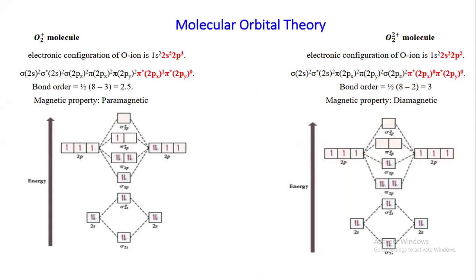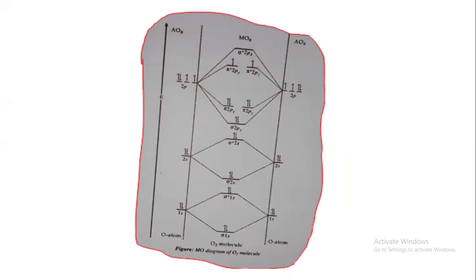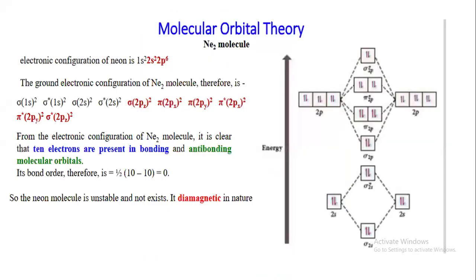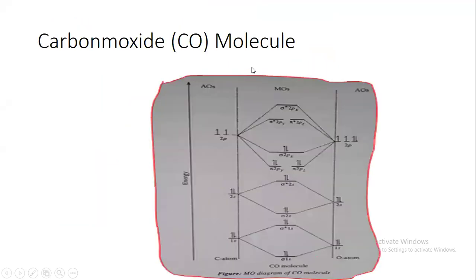So similarly, O2 plus and O2 minus. Molecular orbital of nitric oxide, in the case of the nitrogen atom and the oxygen atom: sigma 1s bonding, sigma 1s antibonding, sigma 2s bonding, sigma 2s antibonding, sigma 2px bonding, and pi 2py and pi 2pz bonding, and pi star 2py antibonding, pi star 2pz antibonding, sigma star 2px antibonding.